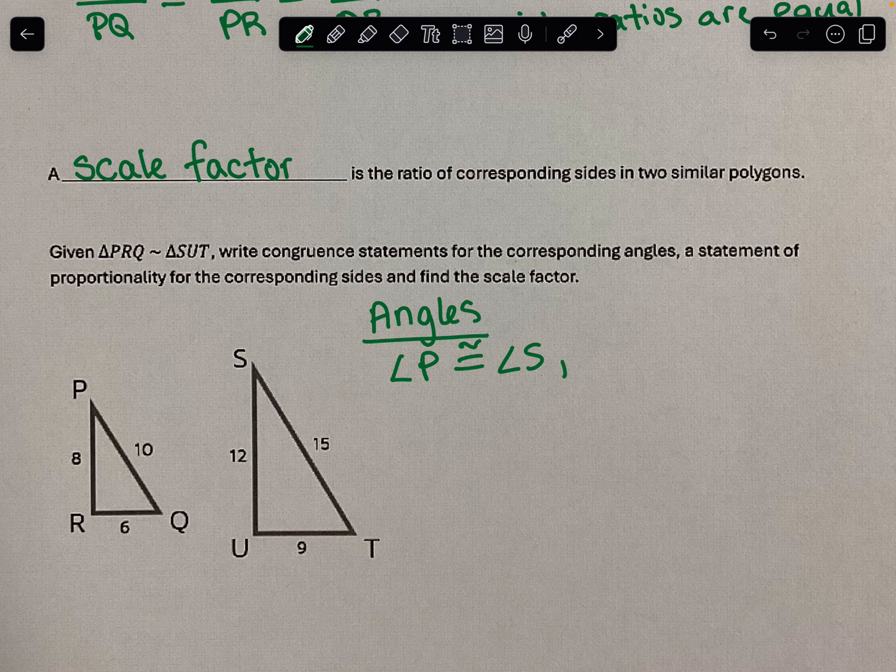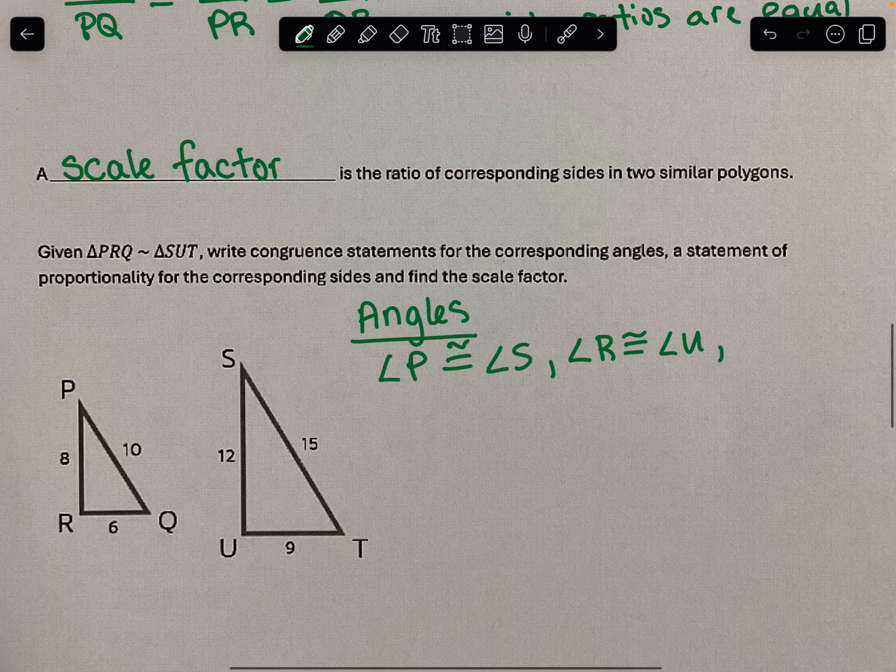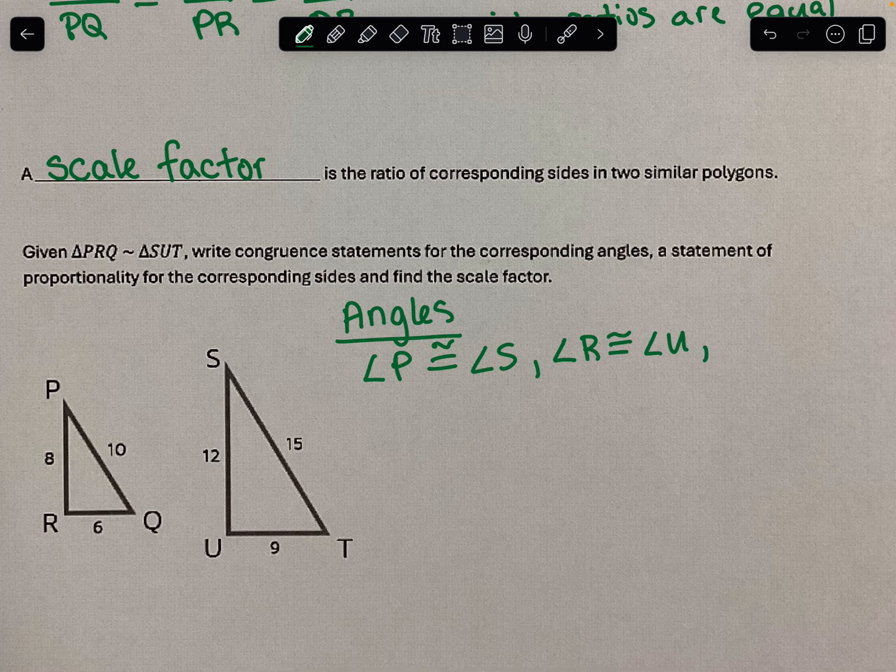What other pair of angles would be congruent to each other here? Angle R. Okay. Congruent to angle U. Good. Somebody else tell me the last pair. Say it, Austin. QT. Okay. Angle Q is congruent to angle T. Okay.